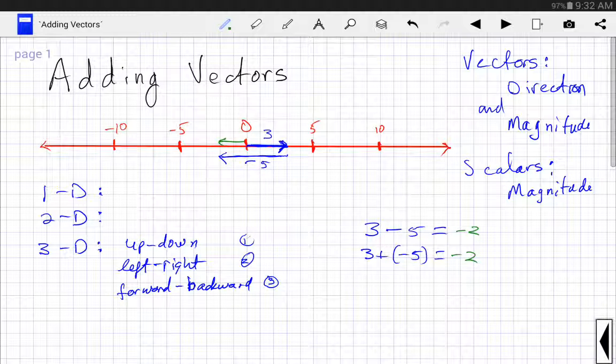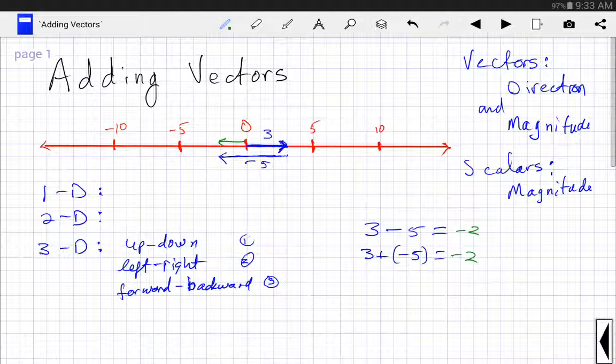So that's how my teachers taught me to add when I was in grade school. So, what does this have to do with vectors? That is exactly how we add vectors. This is showing the graphical addition of a one-dimensional vector. So what we have here is graphical addition.